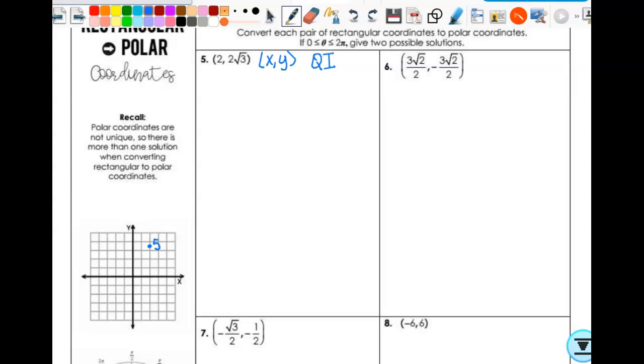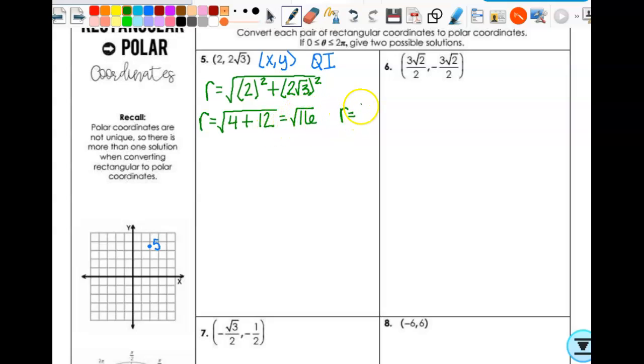And I know I'm going to end up in the first quadrant here. So I'm going to have r equals the square root of x squared, so that's 2 squared, plus 2 square roots of 3 squared. So r equals square root of 2 squared is 4, plus, what's 2 square roots of 3 squared? 12. So you get 4 plus 12, which is the square root of 16. So r equals 4.